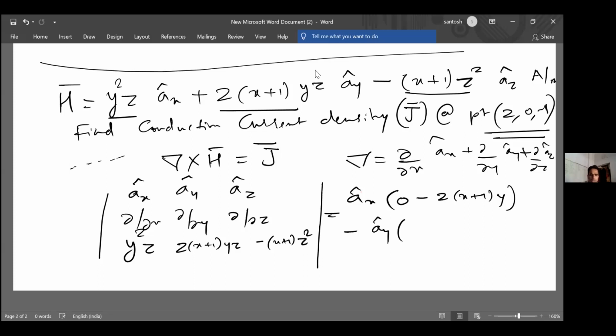Then for ay cap we take the minus sign, which will be dou by dou x of this. This will be minus of z square, because x plus 1 has derivative 1, and then minus dou by dou z of y square z, so it will be y square. Plus az cap of dou by dou x of this, which will be 2yz, and then dou by dou y of this, so this will be 2yz.